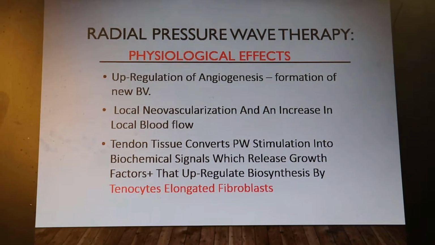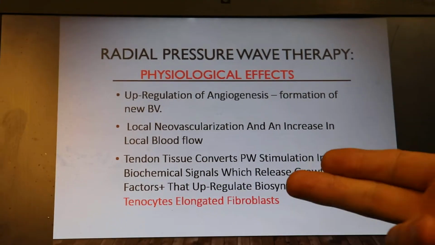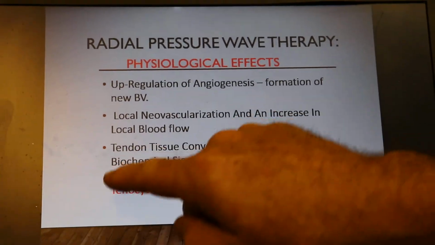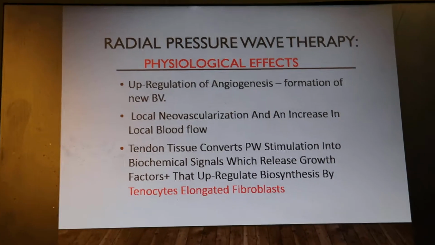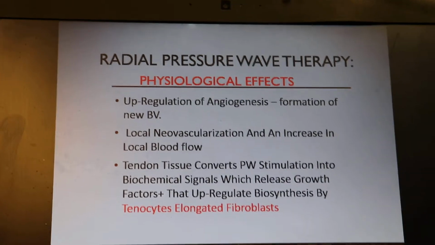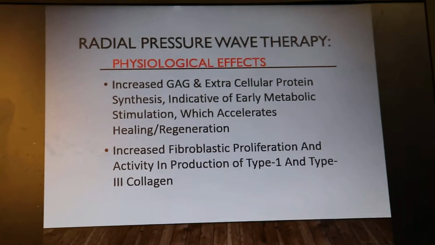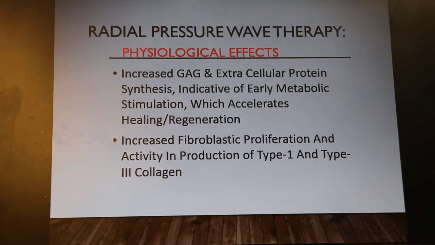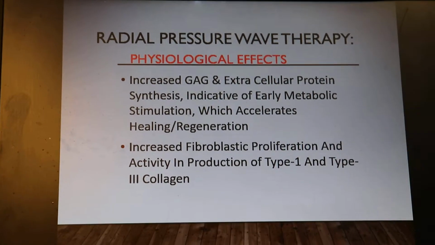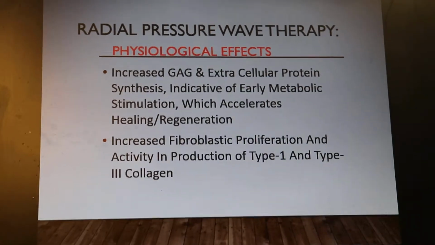The collagen fibers that make up tendons, which is type 1 fibers, again from the fibroblasts. So again, if we inject hydrocortisone into this area, or if someone else does, it will kill the production of the tendons. It will prevent the fibroblast elongation from developing into these brand new tendons. Another two physiological effects, really good, are increased GAG, glycosaminoglycans, or synovial fluid, extracellular protein synthesis, indicative of early metabolic stimulus, which accelerates the healing and regeneration.